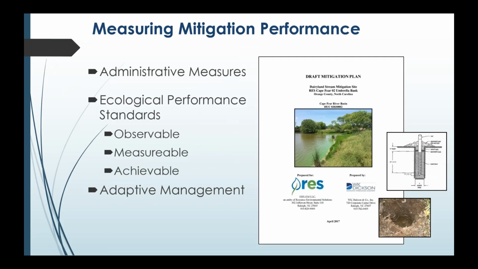Okay, so measuring mitigation performance is outlined in the mitigation rule in several different categories. There are administrative measures, then there are ecological performance standards, which I think most of us are more familiar with. It is required that these performance standards, because it's a regulatory setting, be enforceable, and therefore they must be observable, measurable, and achievable, right, in order to be enforceable. And then there's adaptive management.